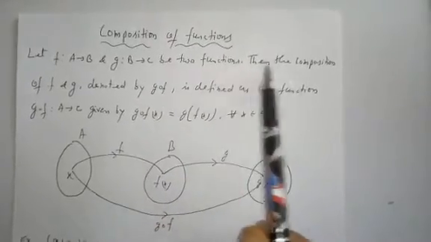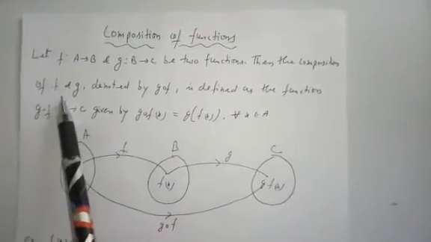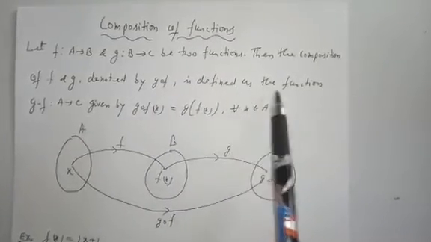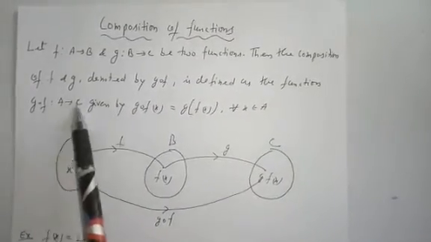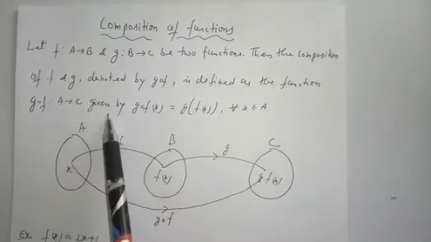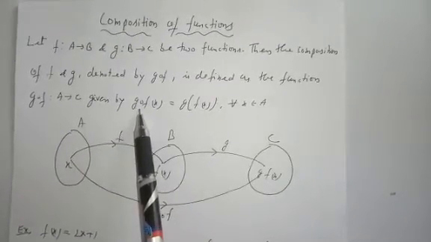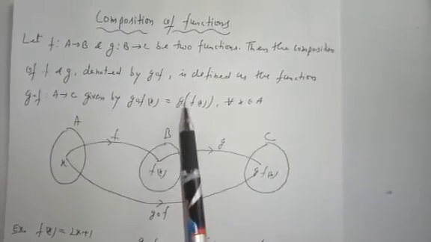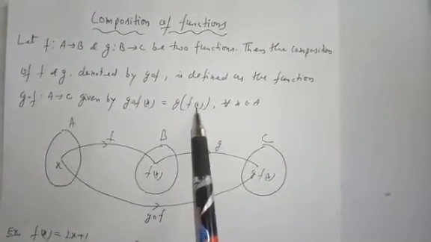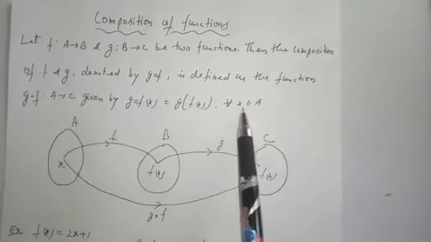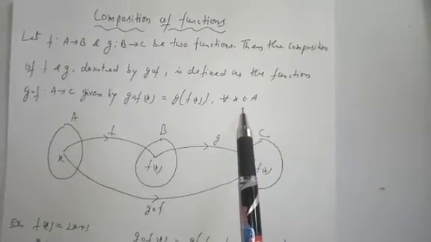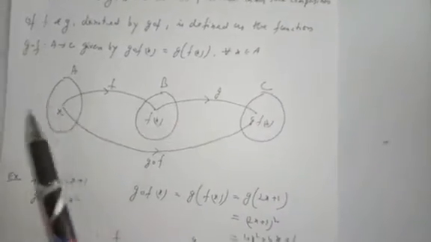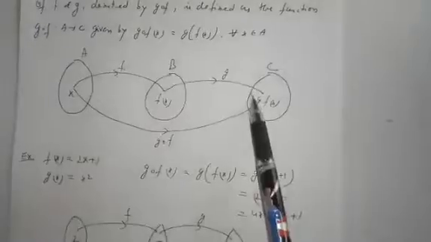Given two functions, the composition of f and g, denoted by gof, is defined as the function gof from A to C given by gof(x) = g(f(x)), which means function g is applied on function f for all x belonging to the domain of f. So with the help of the Venn diagram, we will see this one.